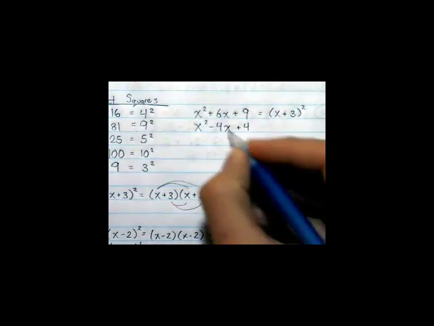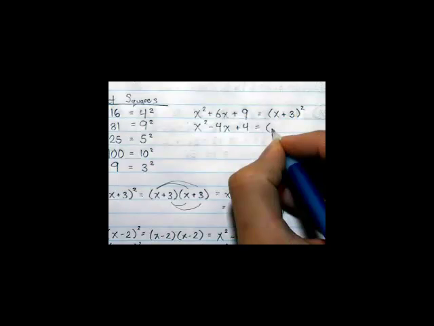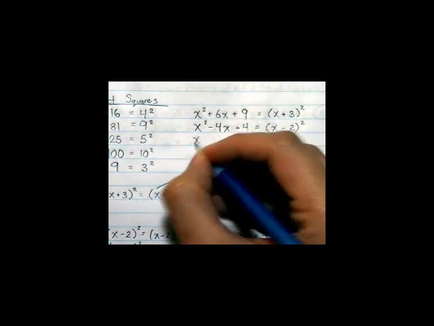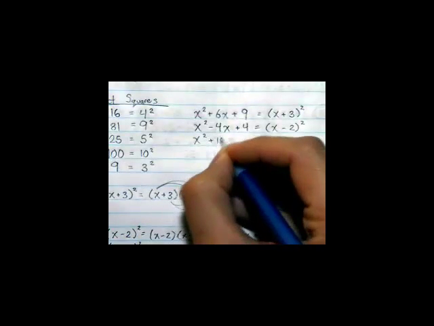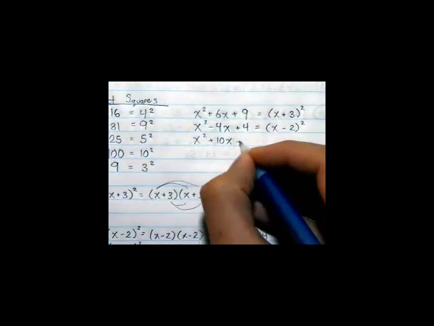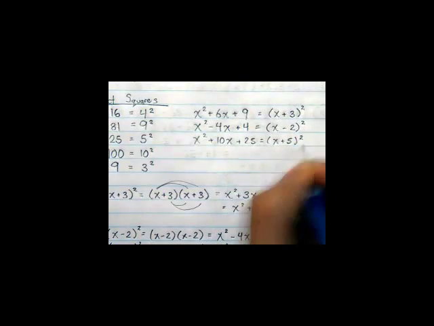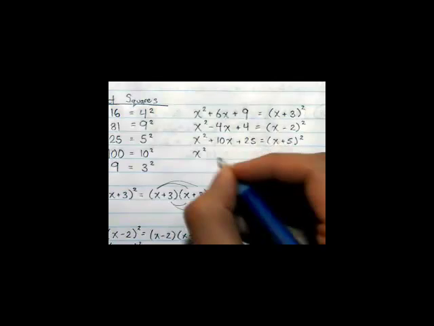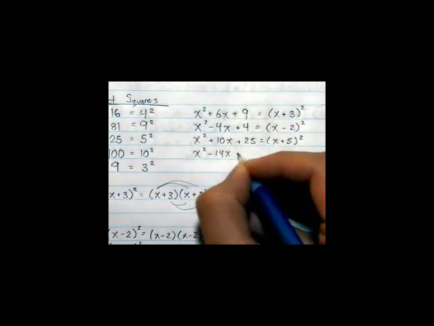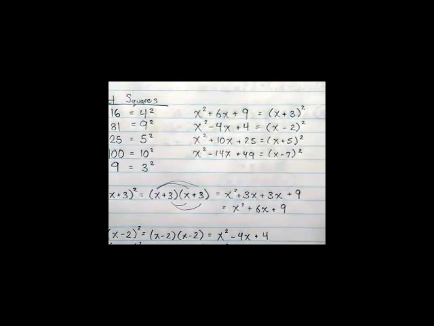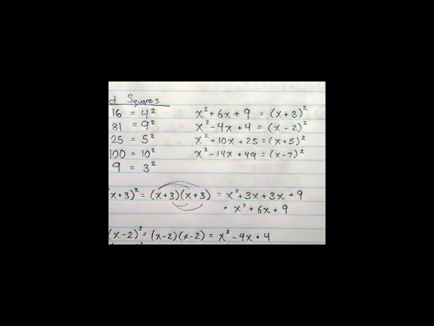So x squared minus 4x plus 4, that was x minus 2 squared. And x squared plus 10x plus 25, that was x plus 5 squared. And x squared minus 14x plus 49, that was x minus 7 squared. Okay, so raise of hands. Anybody see some patterns in there? Claypool, what do you got?